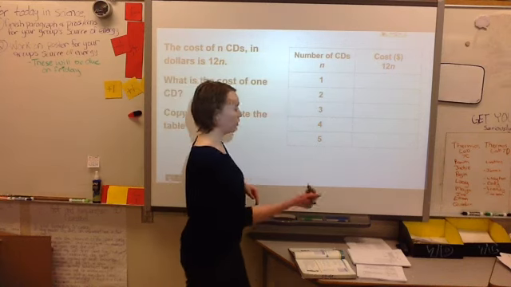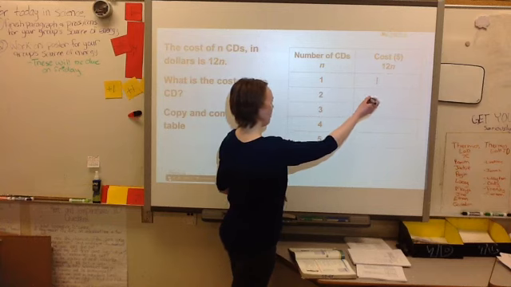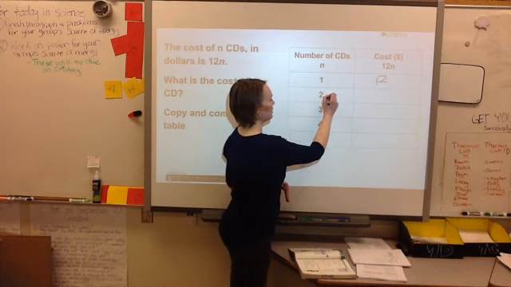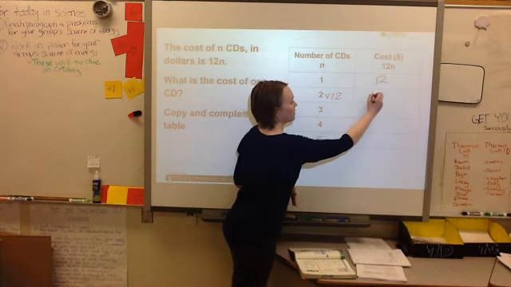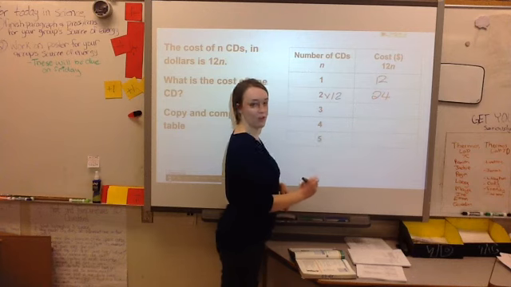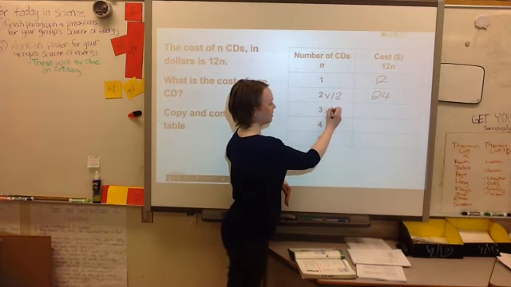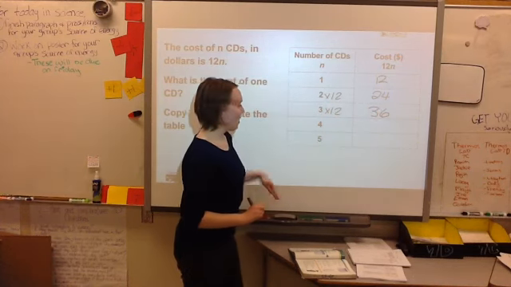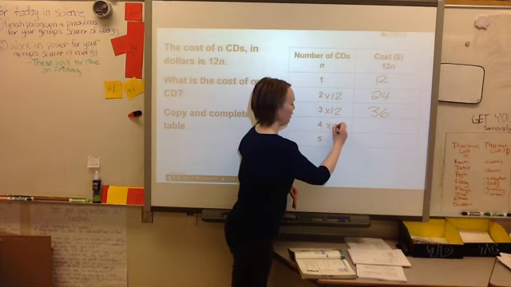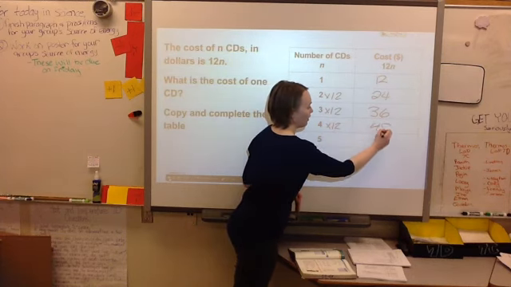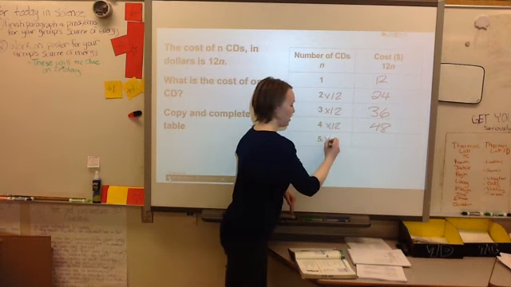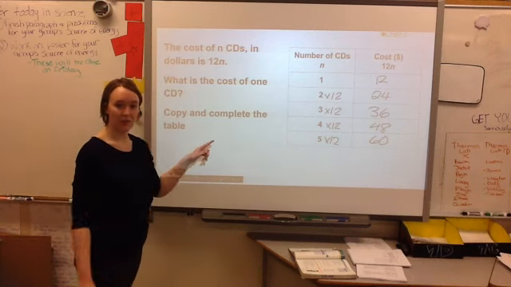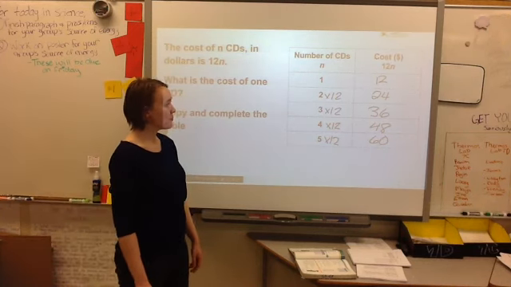So the first one would be 12. The second one would be 2 times 12 is 24. For the third one, we have 3 times 12, which is 36. And 4 times 12 is 48, and 5 times 12 is 60. So that's how you would fill out the table of values for this question.